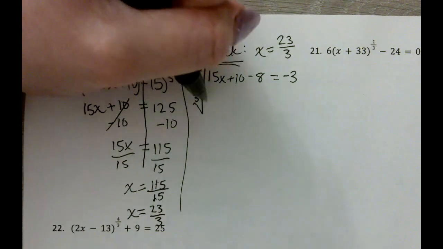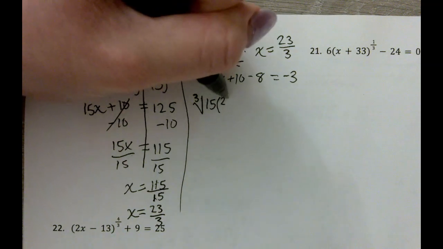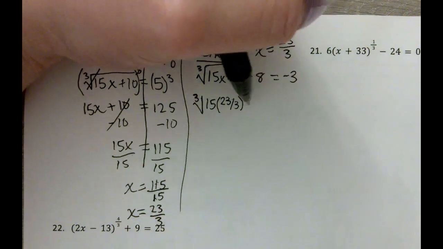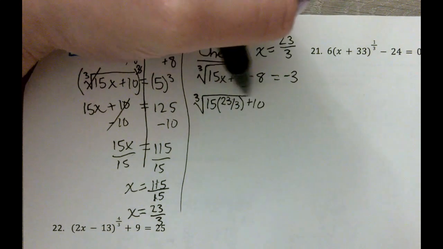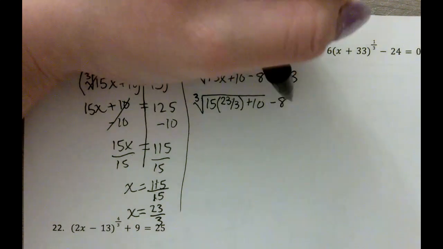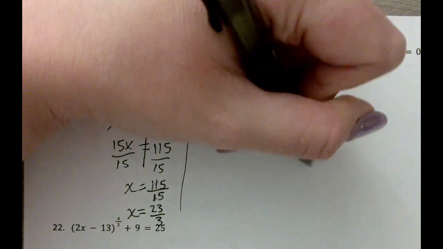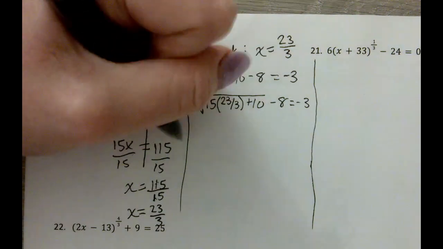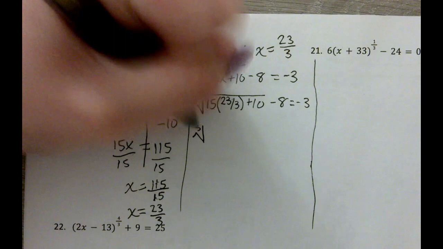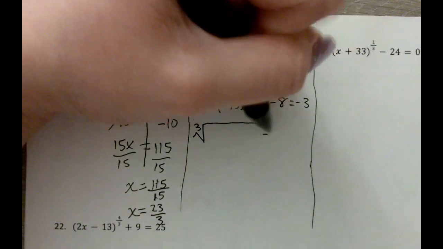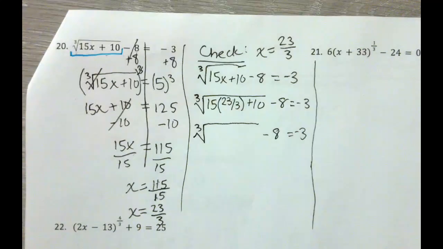Cube root of 15 times 23 over 3, don't worry, your calculator can do that part, plus 10, that's under the root, yep, minus 8 equals negative 3. All right. Still trying to get the part under the radical worked out first. That's where I'm going to stay for a few steps.